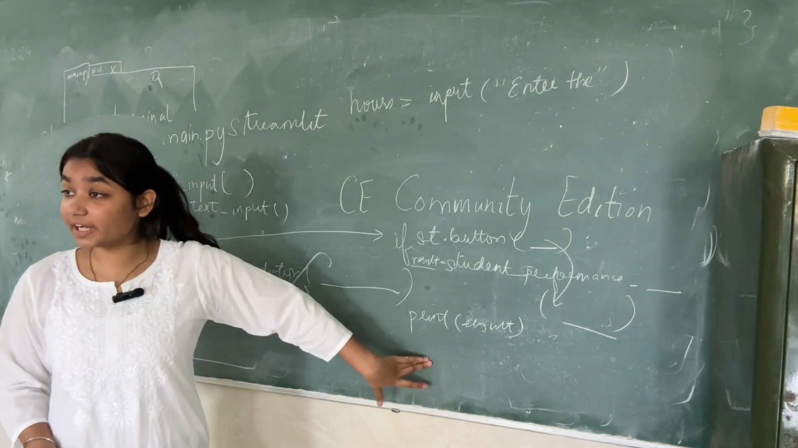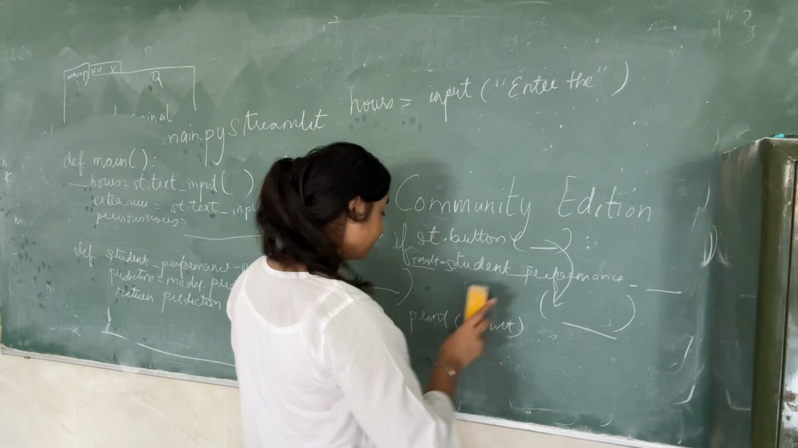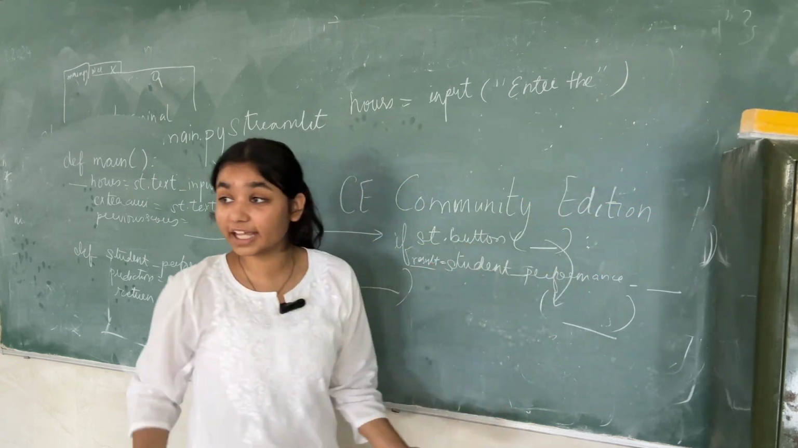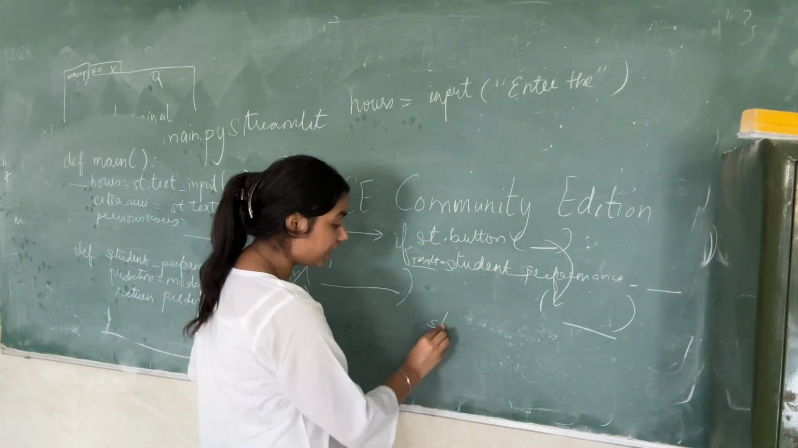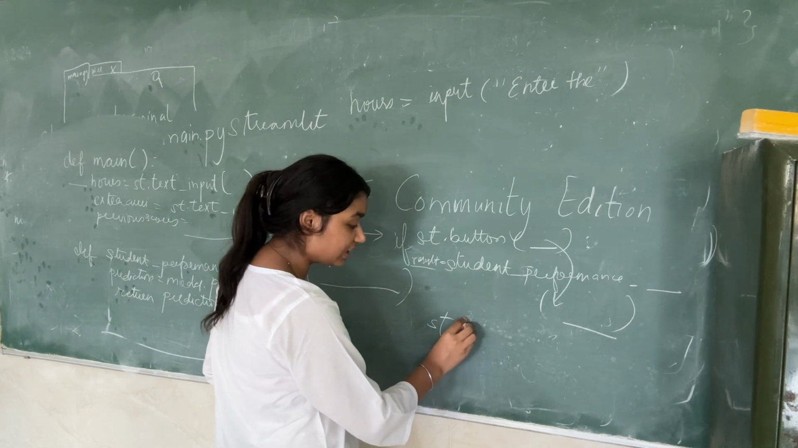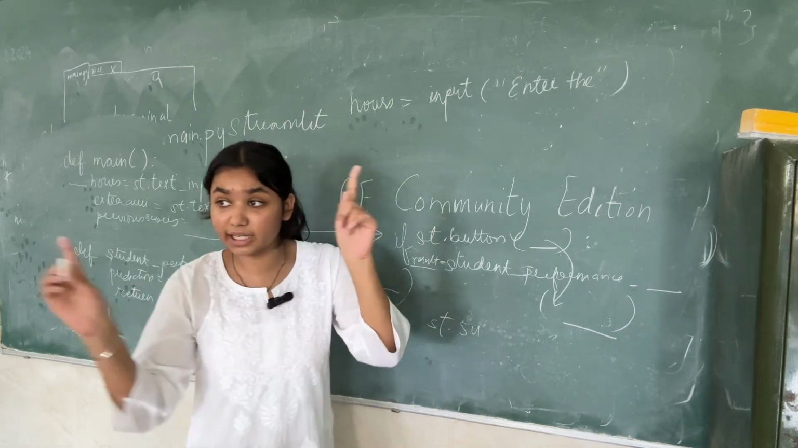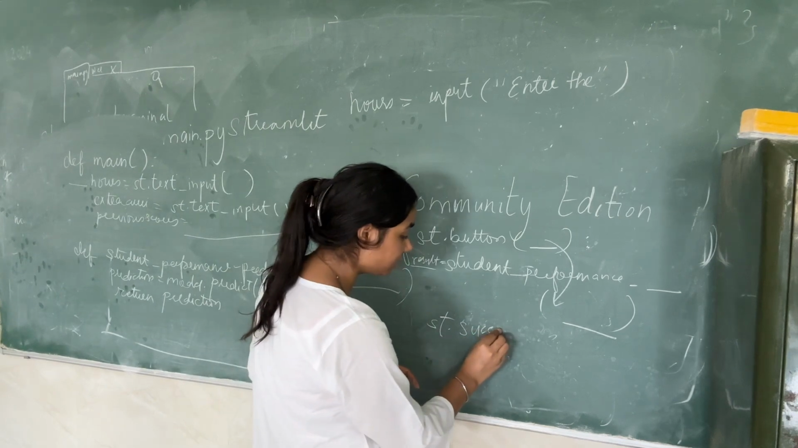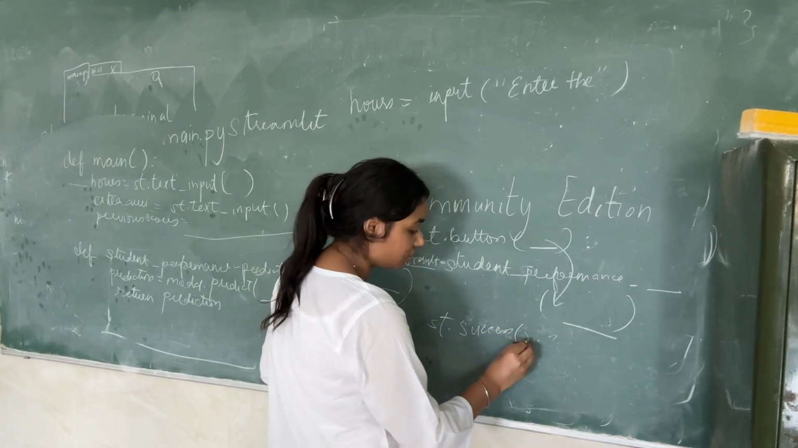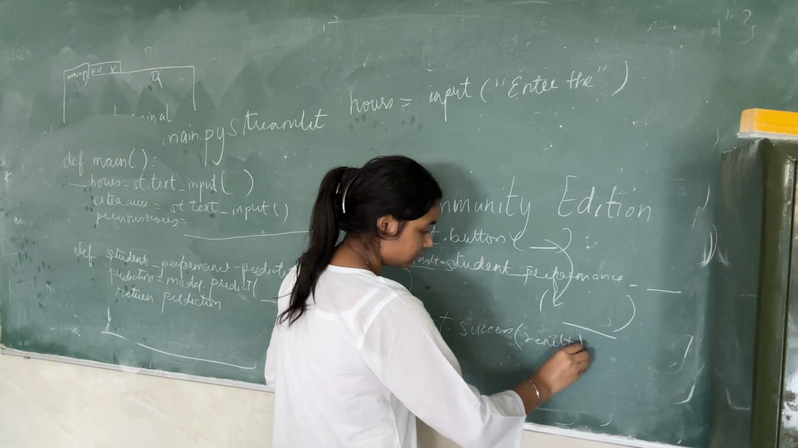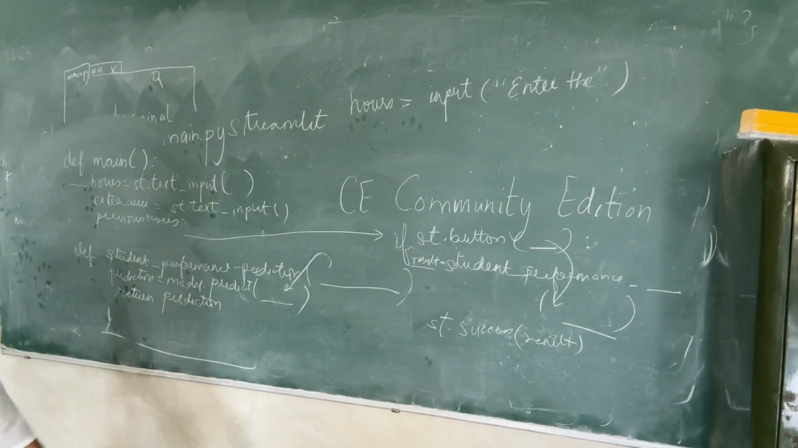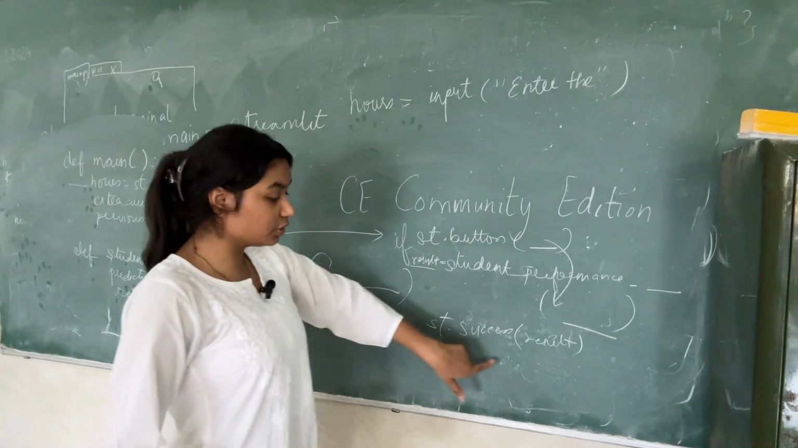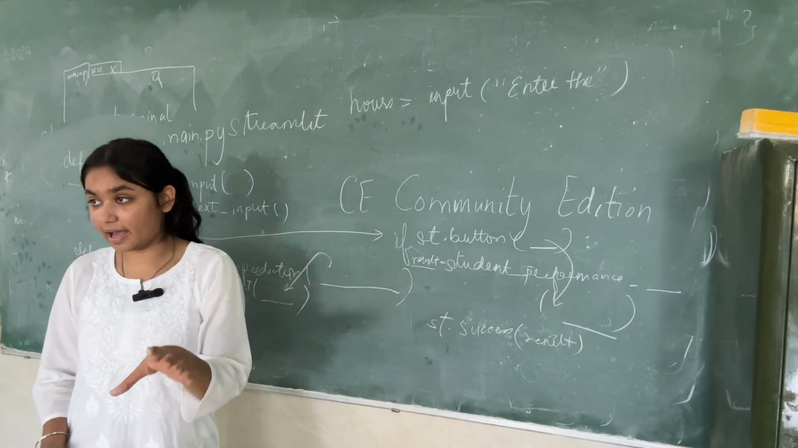Actually, if you use Streamlit and want to show the result on your application, not your terminal, you will have to write st.write, or if you want a special green box around it, you can write st.success and then your result. So this is basically your entire application. st.success will print the result on your application.